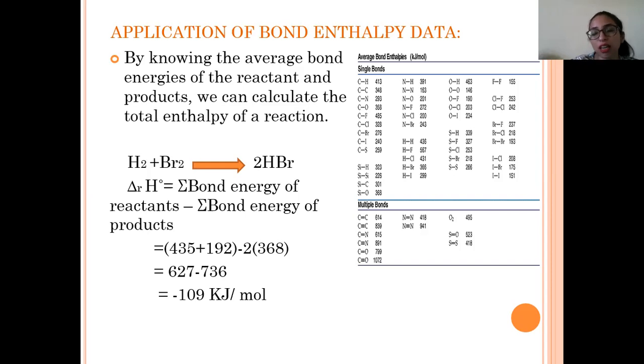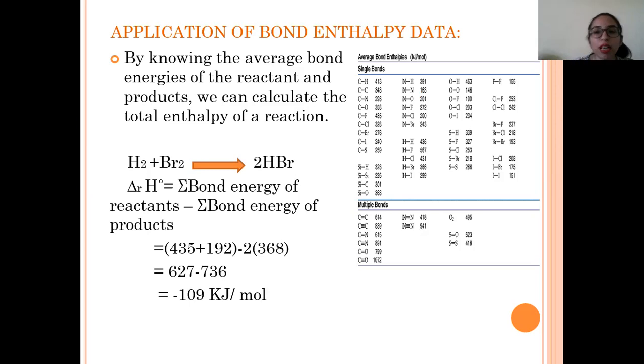For example, here we discuss H2 plus Br2, which gives rise to HBr. Here, delta rH equals bond energy of reactants minus bond energy of products, that is 435 plus 192 minus 2 times 368. Here we need to subtract 736 from 627, which gives rise to minus 109 kilojoule per mole. That is the enthalpy of formation of this compound.